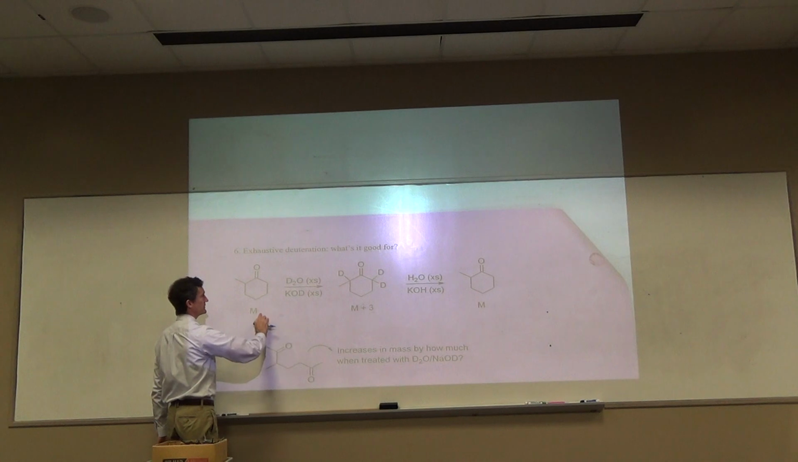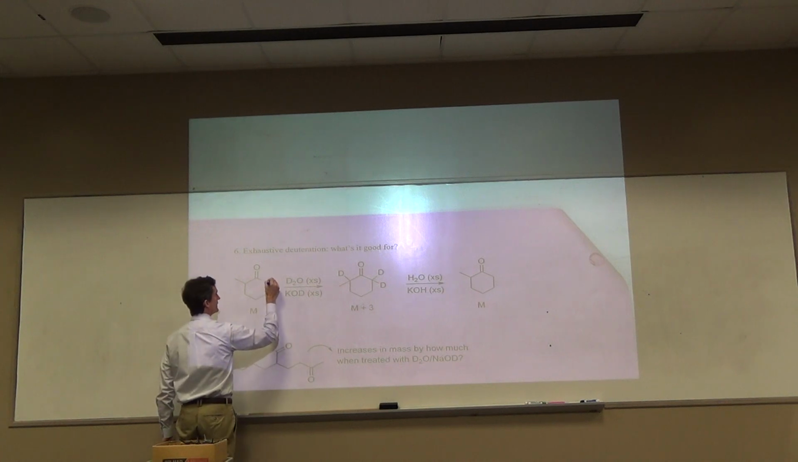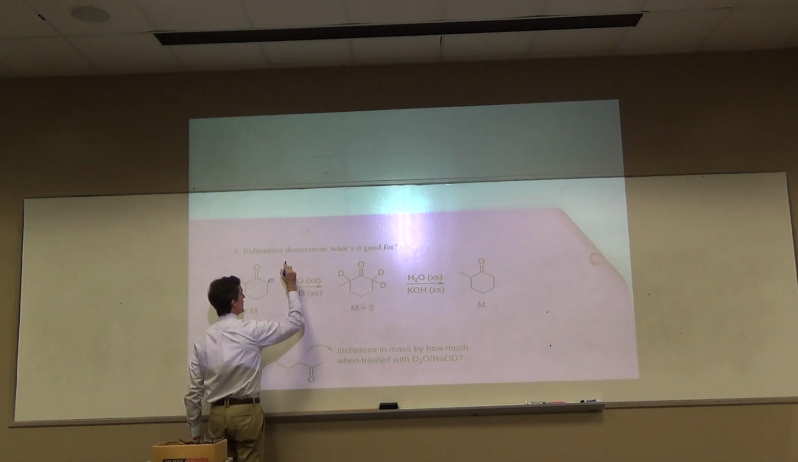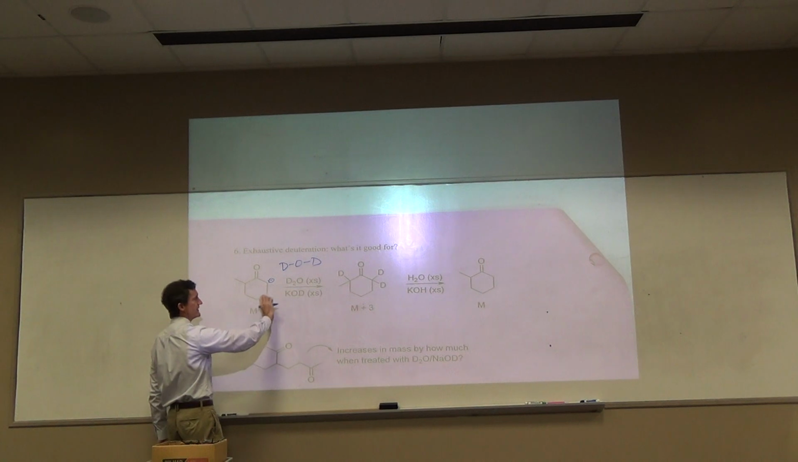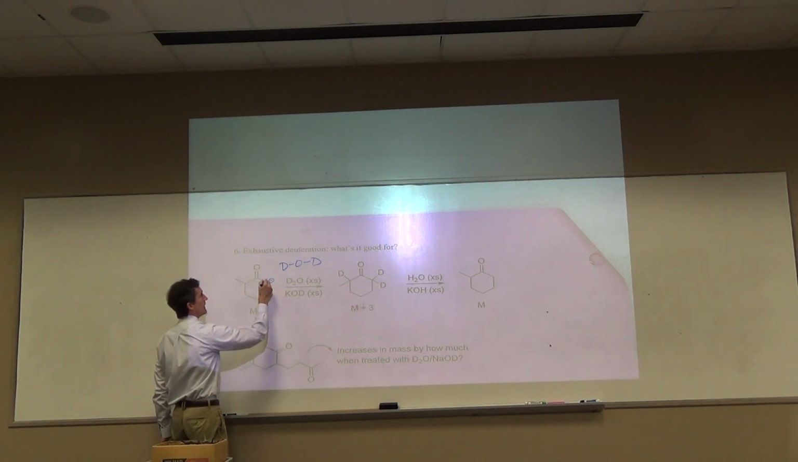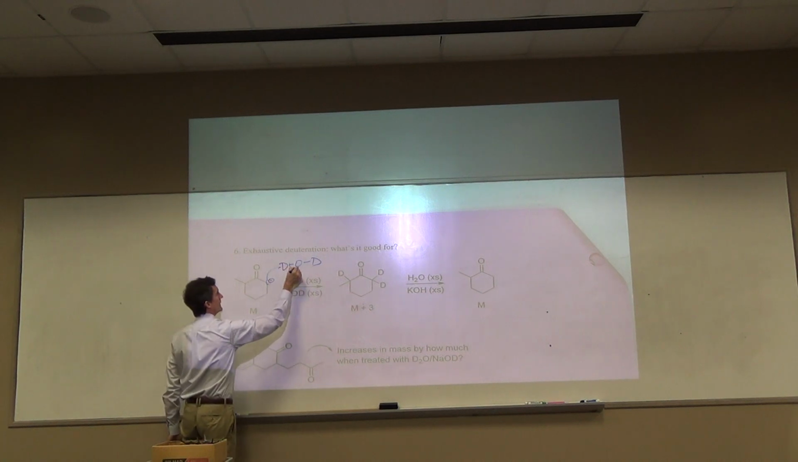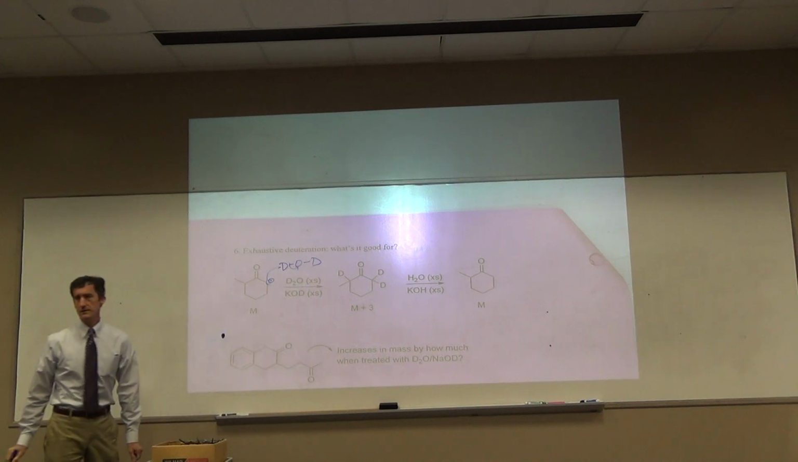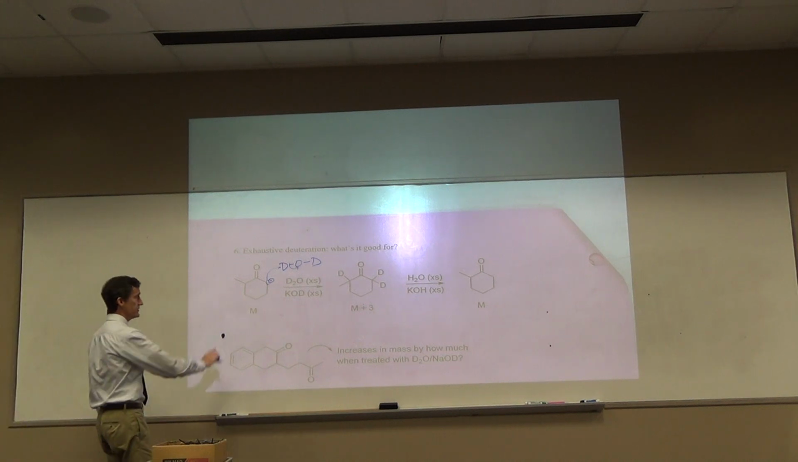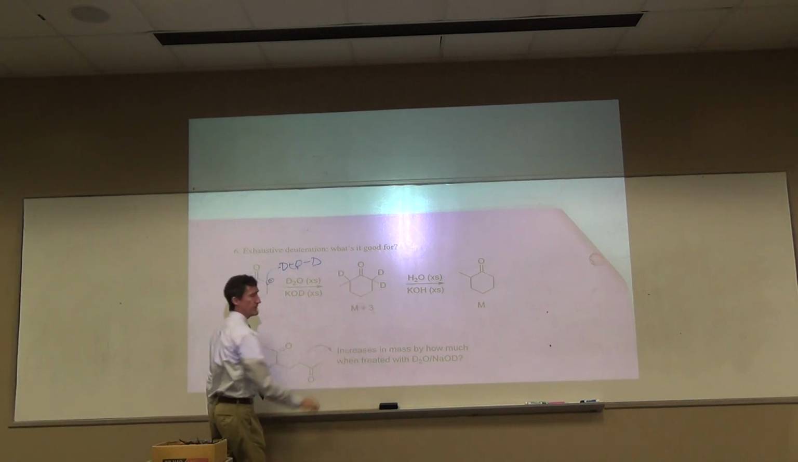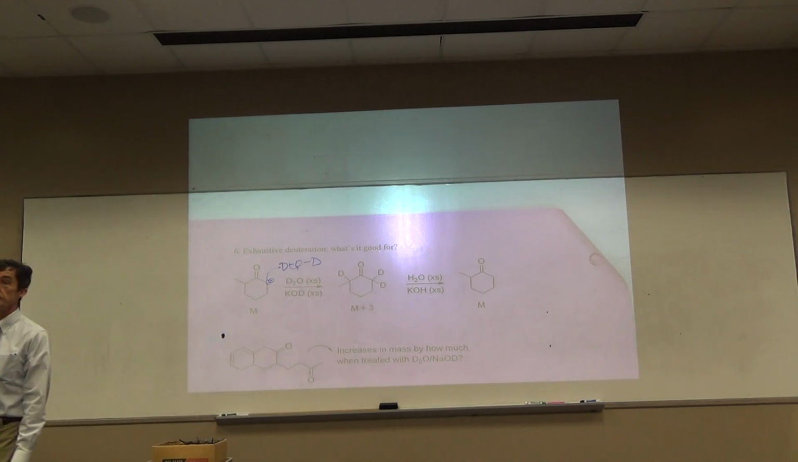Under basic conditions, we can generate an enolate, for example, here. With D2O, we can put a proton back on, but instead of H, this can put a D back on, with D2O serving as the deuterium source. And you just do that 3 times, and now you've replaced the 3 H's with 3 deuteriums. Exhaustive deuteration.